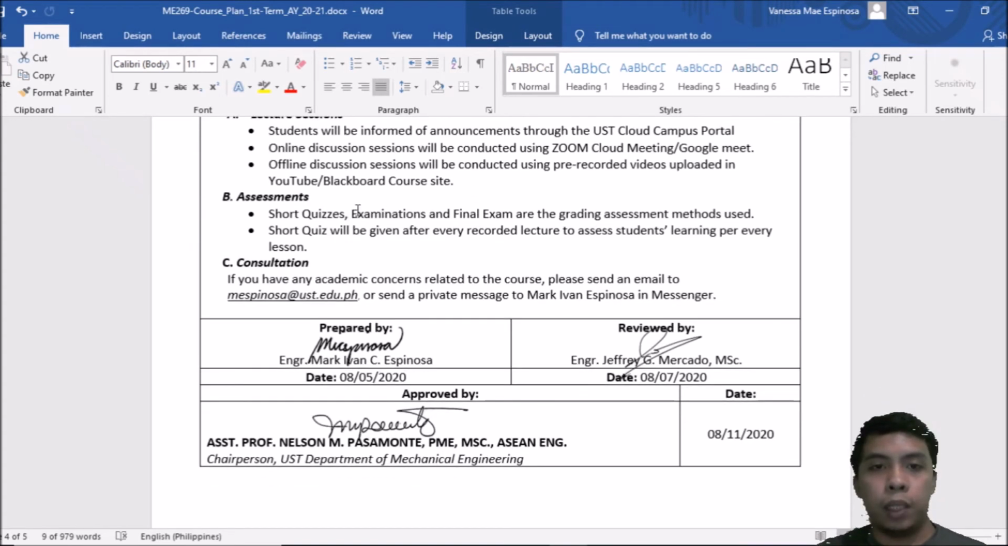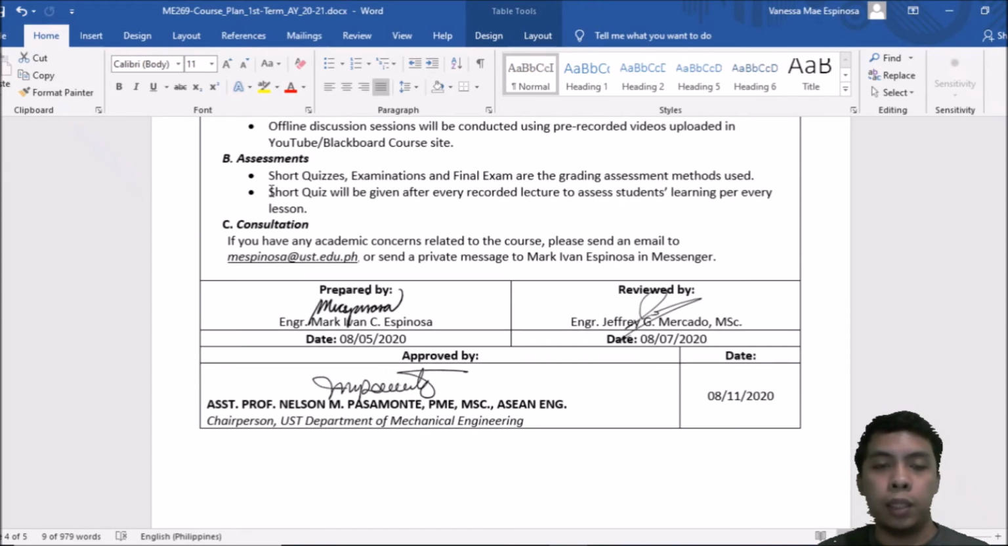For the assessment, we have three: short quizzes, examinations, and the final exam. As you can see, we don't have a preliminary exam and quizzes; the counterpart of that is our examinations. All of them have almost the same weight, which is why they are simply called examinations. Short quizzes will be given after every recorded lecture to assess the student's learning for every lesson. This will serve as my attendance, your answering of the short quiz.